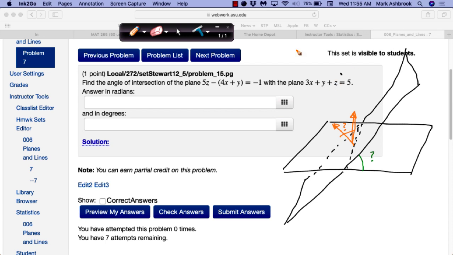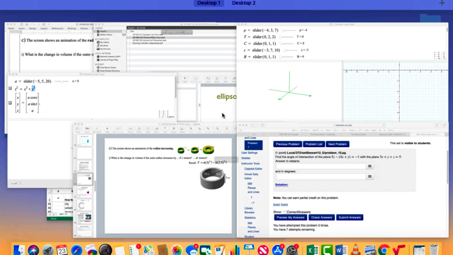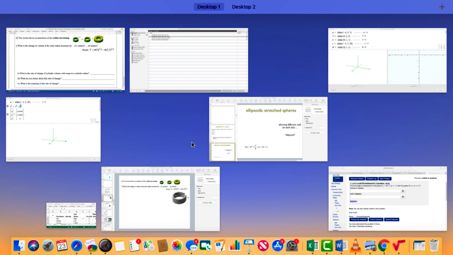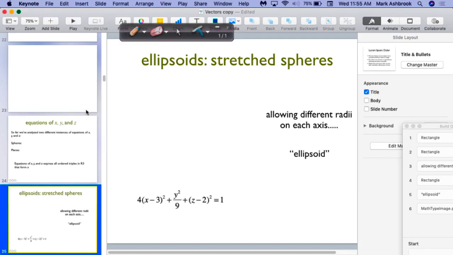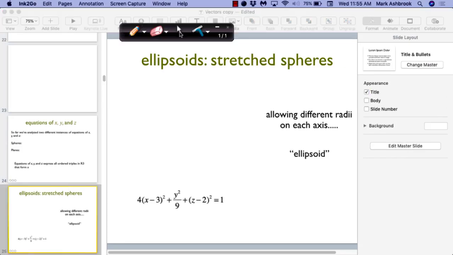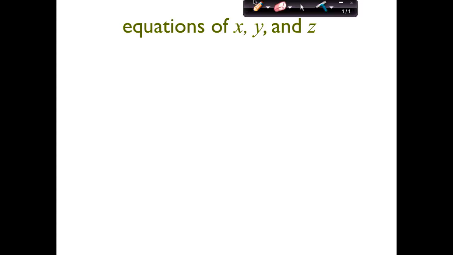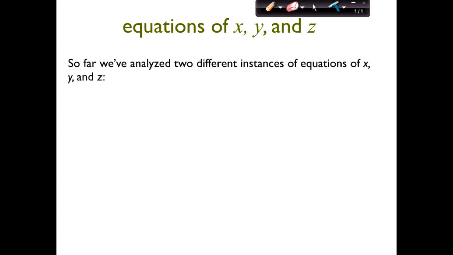All right, so let's do the last part of this unit here, which is... We're going to talk about equations of x, y, and z today. Equations of x, y, and z, and we've seen two different instances of equations of x, y, and z. Two different examples. Can you think of what those are?